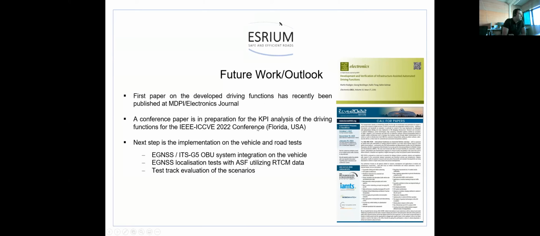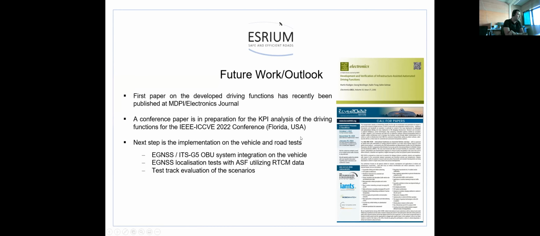We are at the moment preparing a second paper on the KPI analysis of the driving functions for the IEEE ICCVE conference, the International Conference on Connected Vehicles and Expo, which will take place in Florida, USA in early 2022, I think March, in a hybrid form. So we hope to present our additional results there.